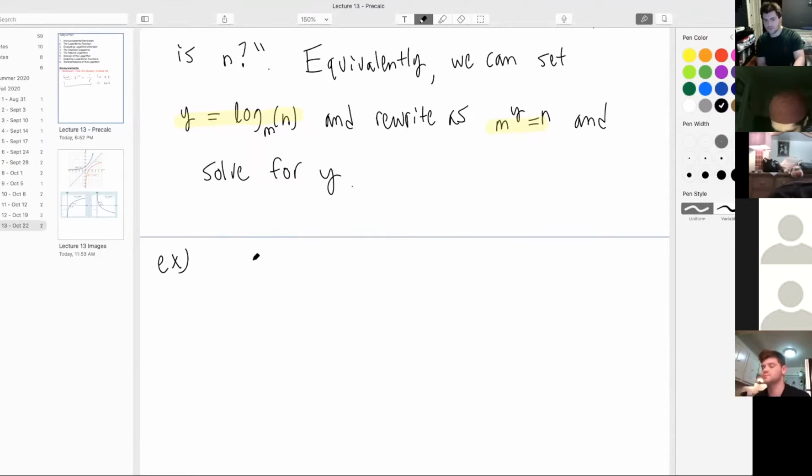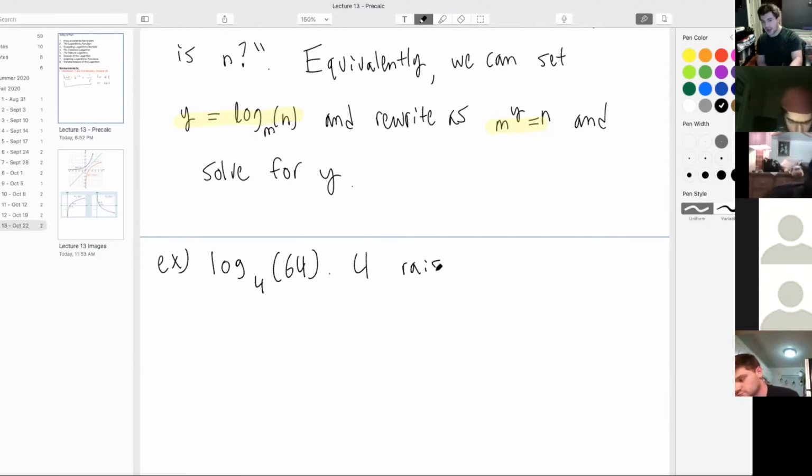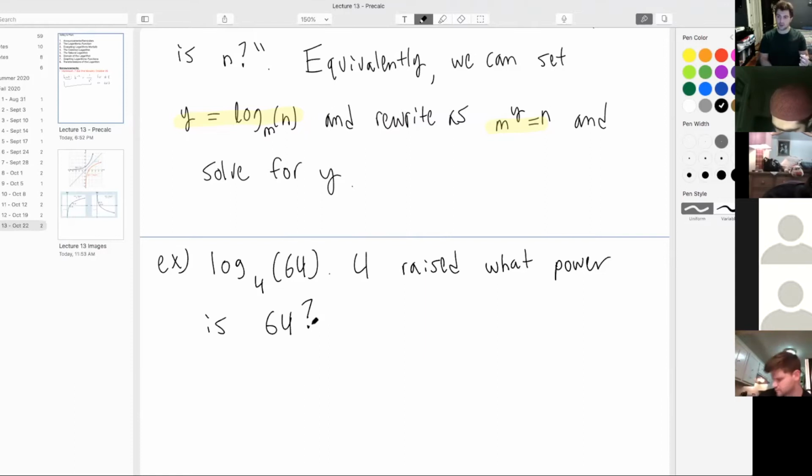The first one will be log base 4 of 64. When you're given this expression, you ask yourself, 4 raised to what power is 64? That will be the result of this: 4 to the what is 64.